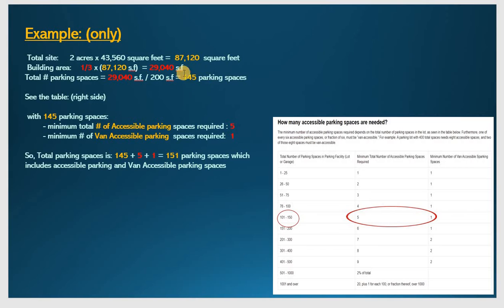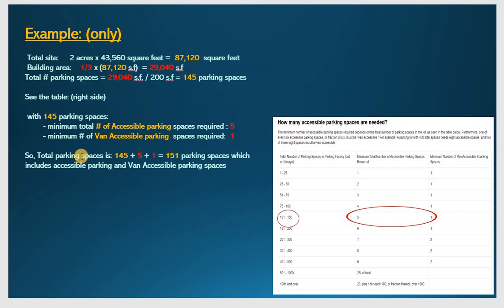And remember, this is the regular one. After that, you need to see the table and look at the one right here, 145. So you look at this range: we have 101 to 150, and 145 belongs to this range. And you get 5 accessible parking. With this range, you need 5 accessible parking, and with this range, you need van accessible parking. You get number 1.